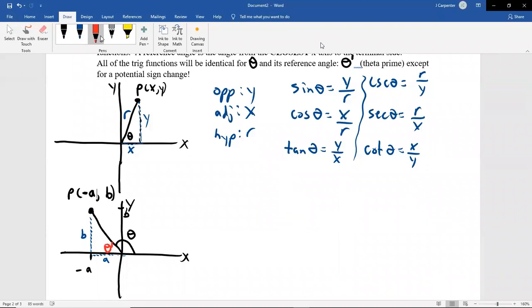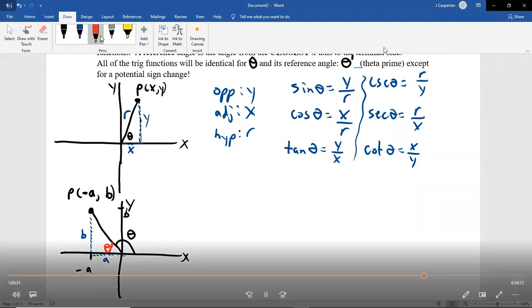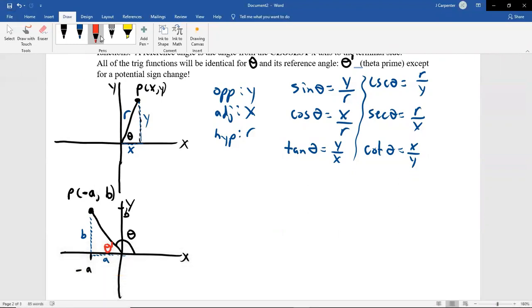A reference angle is us taking an original angle and making it something inside of a right triangle, something less than 90. And spoiler alert, it's going to end up typically looking like this when you draw it out. And we'll talk about how to mathematically calculate these after.